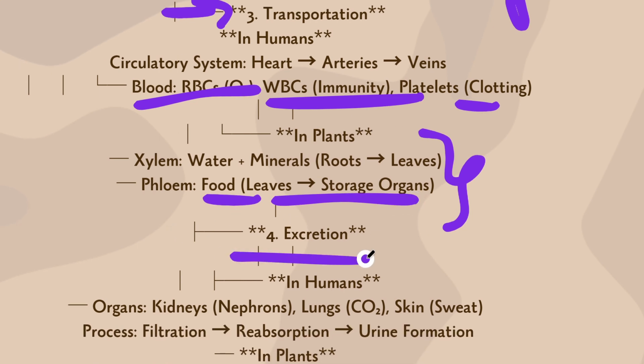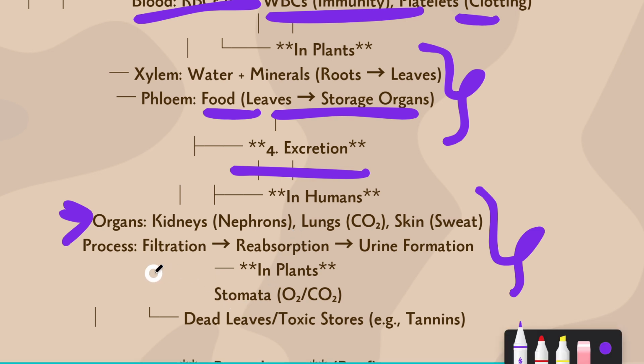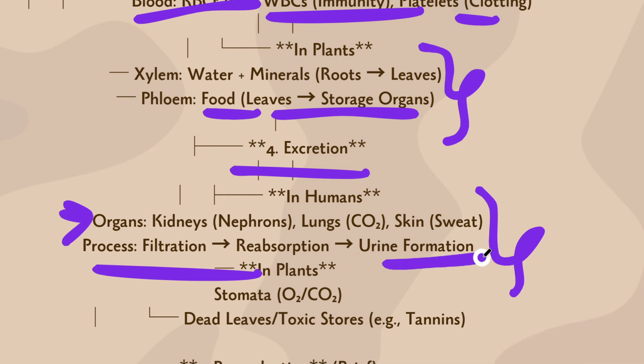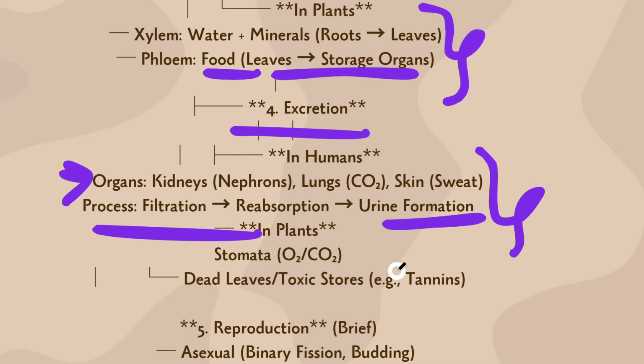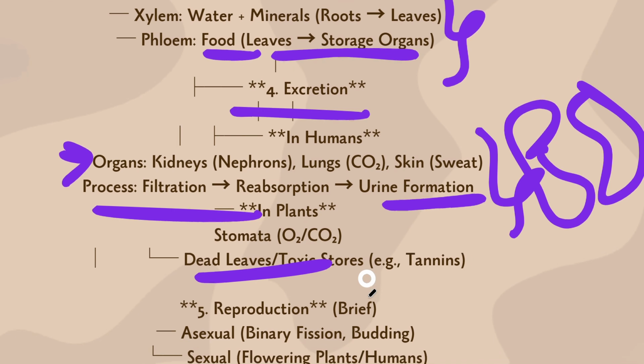For example, this is our last topic, excretion. In humans, the organs are the kidney, which has nephrons, the lungs, which remove carbon dioxide, and the skin, which gives sweat, and the processes are reabsorption and urine formation. And in plants, it is stomata, dead leaves and toxic stores.